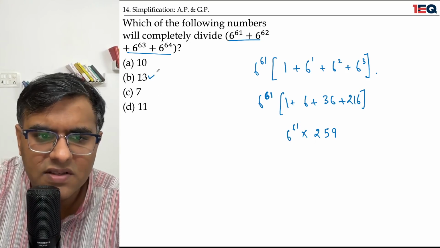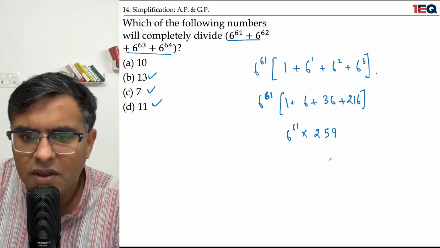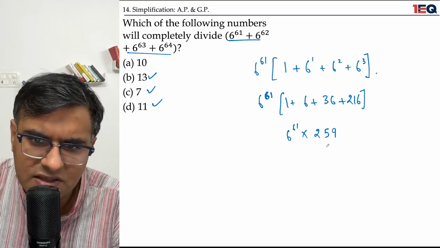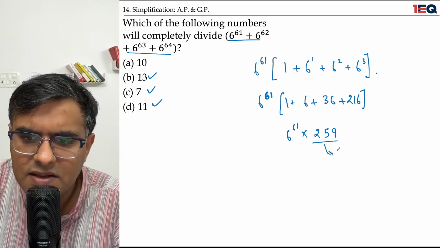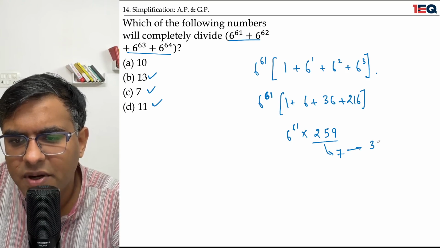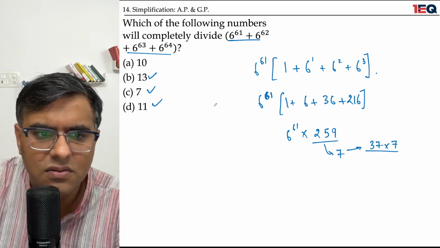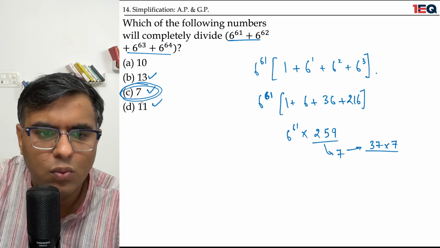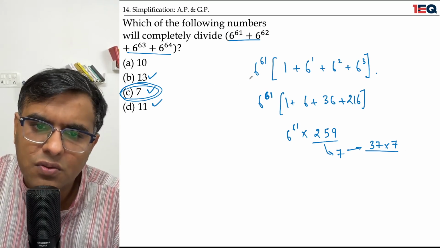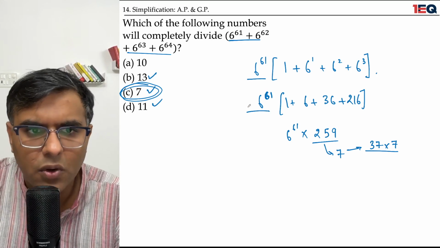Now I need to see if it is possible with 13, 7, or 11. This is not possible with 11. With 7, yep, this is definitely divisible by 7. When 7 is multiplied by 7, 3s are 21 and 7 7s are 49. So it's 7 into 37. So it is completely divisible by 7. Okay. The only trick was to take the smallest number out as common.